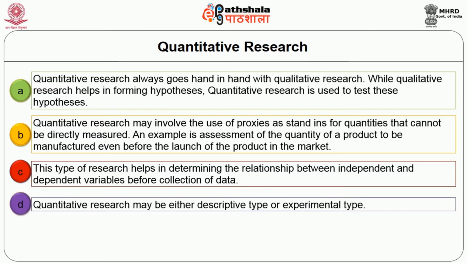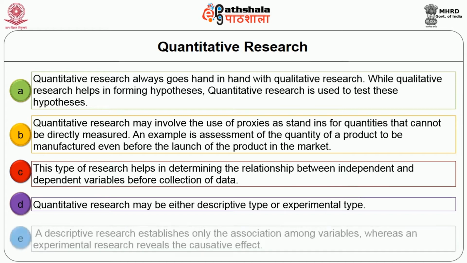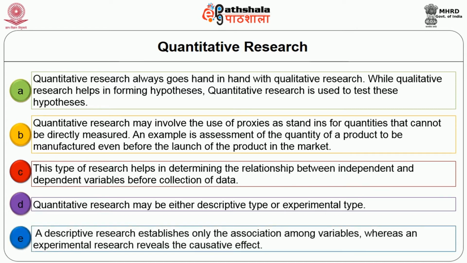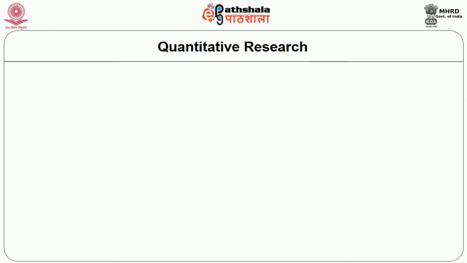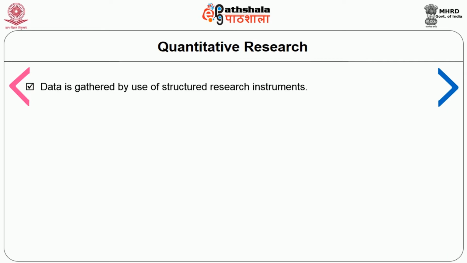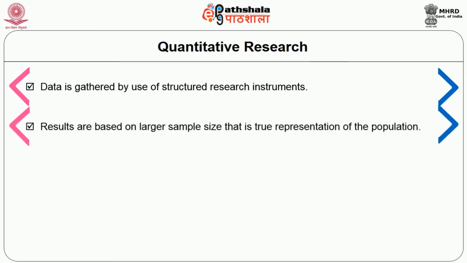Quantitative research may be either descriptive type or experimental type. A descriptive research establishes only the association among variables, whereas an experimental research reveals the causative effect. Now, what are the characteristics of a quantitative research? Data is gathered by use of structured research instruments. Results are based on larger sample size, that is true representation of the population.